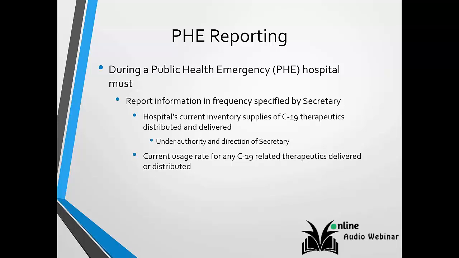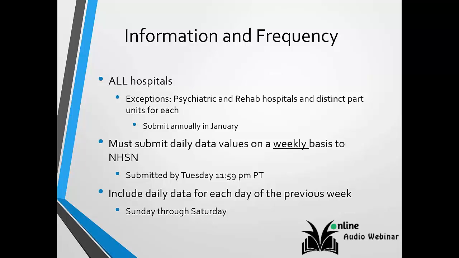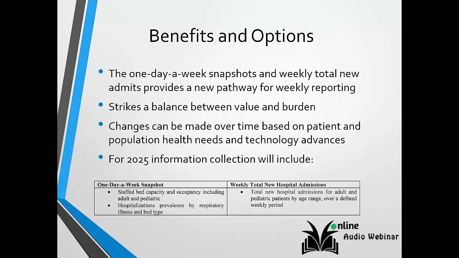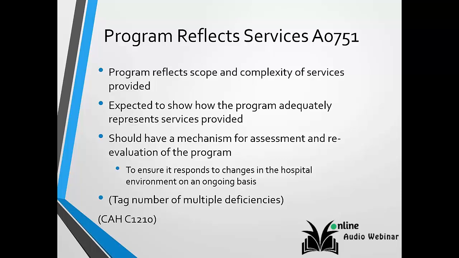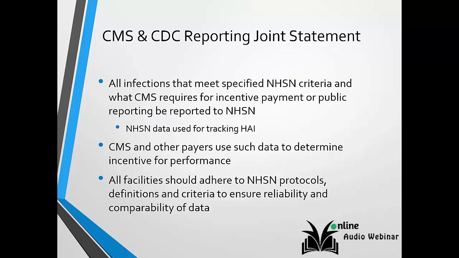Now, just recently, in fact, November of last year, 2024, there were some updates to our reporting requirements. What they did was they reviewed, renewed and revised what we now have to report on our respiratory infections. This is limited to respiratory infections. All hospitals, that includes criticals. You have to submit daily data values on a weekly basis to the NHSN. A lot of benefits here. Doing that 1 day a week snapshot and weekly total, it's a new pathway for weekly reporting. It has to reflect the services and complexity of what you're providing. And the CDC and CMS came together and they issued a joint statement. So there are certain reporting requirements.